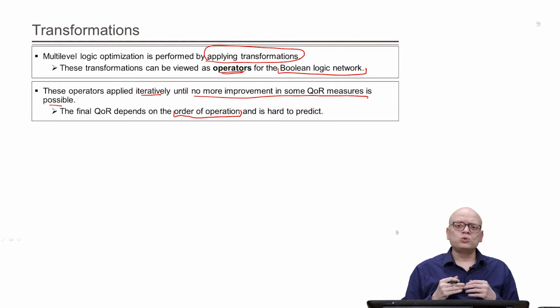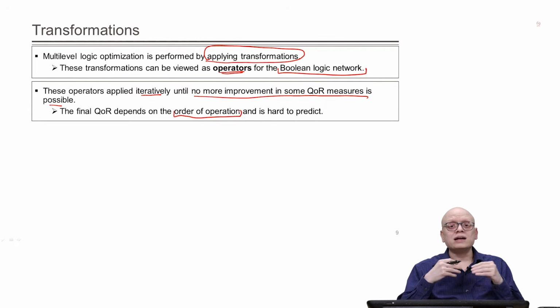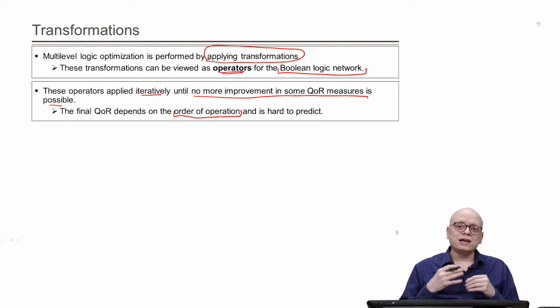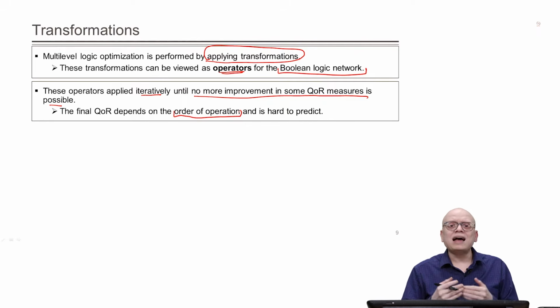So, what tools typically do is that they do experiments with different kinds of orders and different kinds of transformation on Boolean logic network, and then see using experiments which order worked for the majority of the designs, and that is kept as a default order in the tool, right.